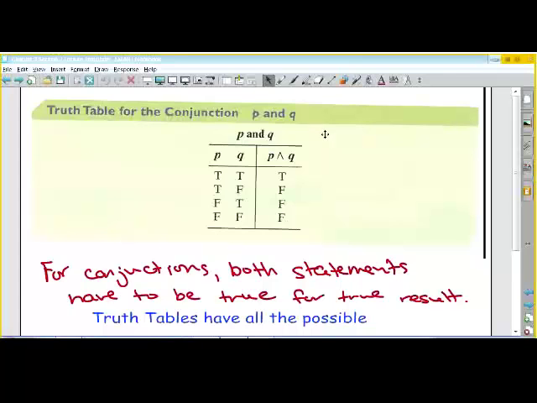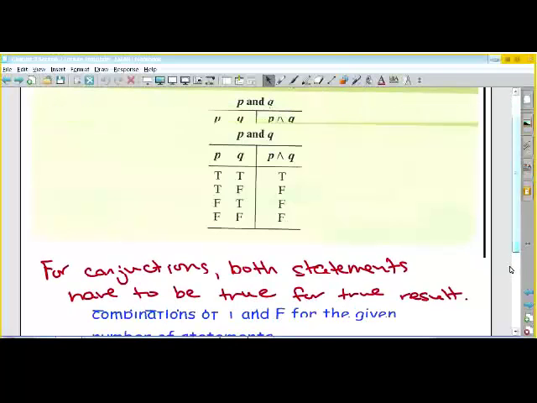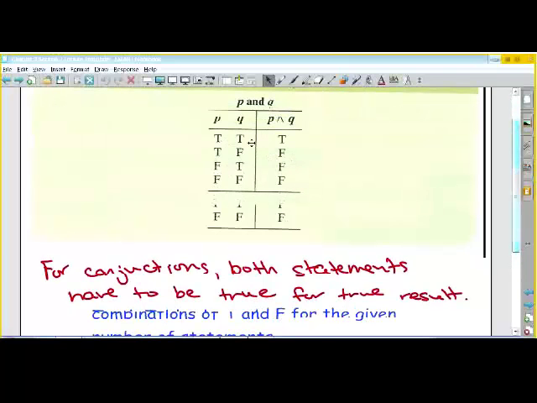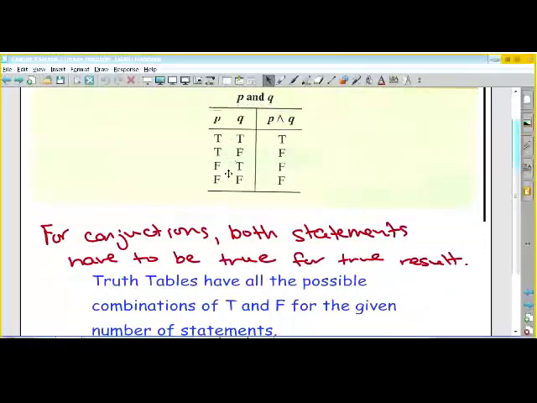Buying a house: if you have a good credit score and you have sufficient income, then you will get the loan. If you have a good credit score but not sufficient income, then you don't get the loan. If you don't have either one of them, you don't get the loan. It's either you get the loan or you don't get the loan. And truth tables have all the possible combinations of true and false. That's what I'm talking about here.